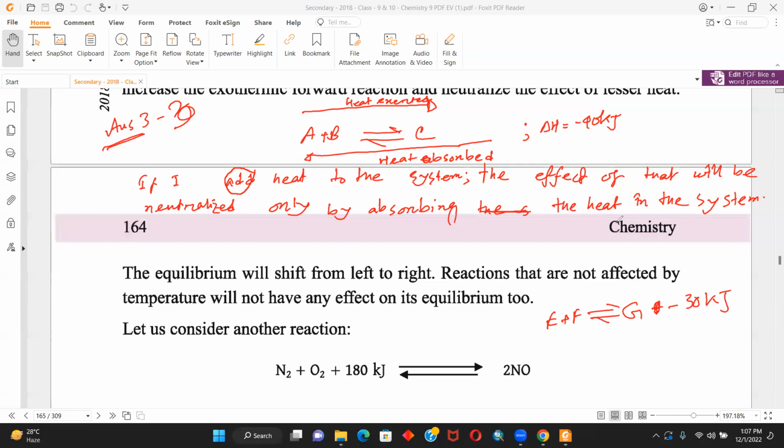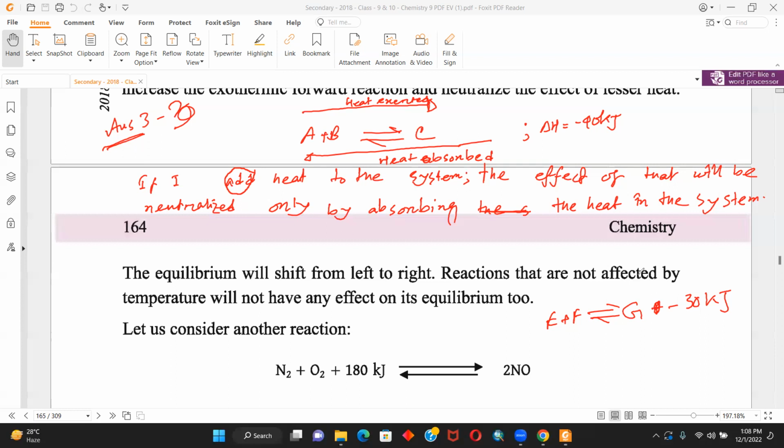And don't say that it will absorb the 30 kilojoules, because you don't know how much heat I am adding. I did not say that you add 30 kilojoule heat. Say this is the reaction that is occurring, and in the forward reaction, 30 kilojoule heat is being absorbed by the system. So whenever you are adding heat, the neutralizing factor that is absorbing the heat has to occur. In whichever direction it occurs, it will occur. I don't know the amount, I cannot quantify it.